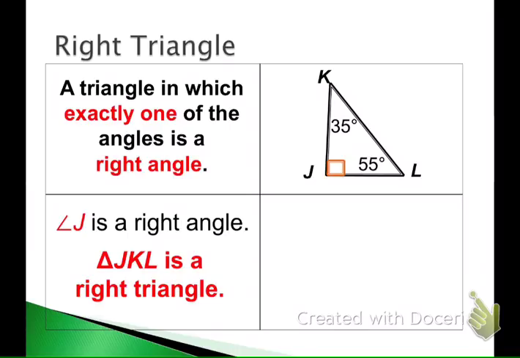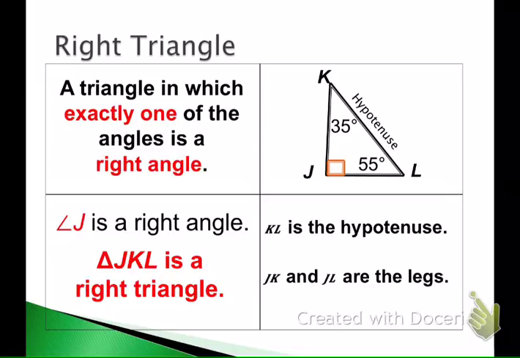Remember, if it's a right triangle, there will probably be some kind of labeling with a little box in the corner that shows that it's a 90-degree angle. And remember, there are also some important parts of a right triangle. So one of those important parts is the hypotenuse, right? The hypotenuse is the side directly across from the right angle. And then the other two sides are called the legs. So I'll give you guys a minute to write that stuff down.